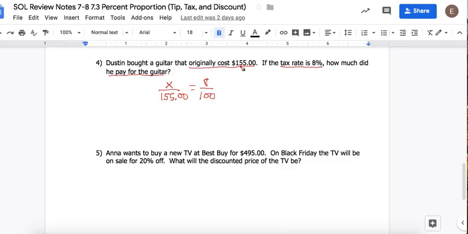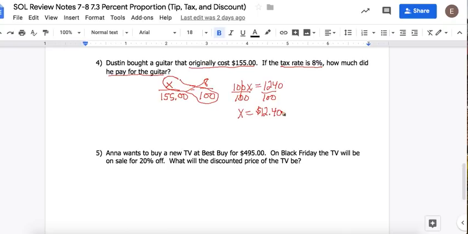Now, could I have multiplied this by the decimal 0.08 and got the tax? Yes, and then I would have to add the tax to get how much he paid. But please write down the proportion method. So 100 times x is 100x. 155 times 8 is 1,240. The opposite of multiplication is division, so we're going to divide both sides by 100. 100 divided by 100 is a 1 in disguise, and 1,240 divided by 100 is $12.40. But that is not my answer.